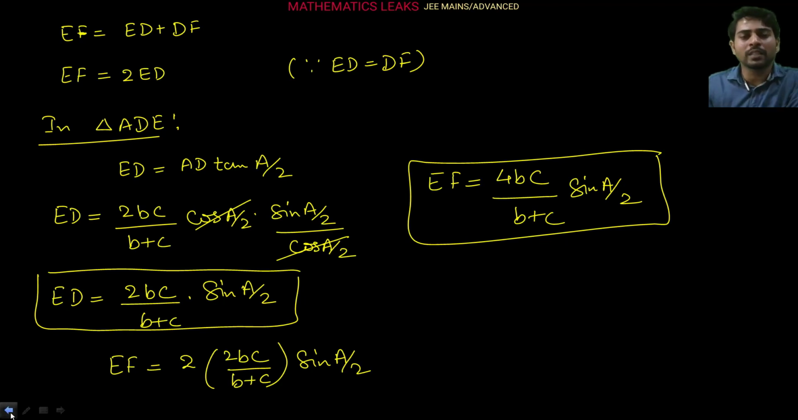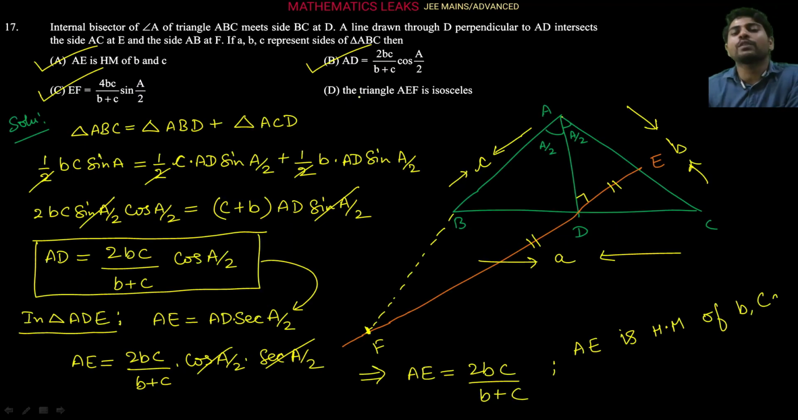Now option D says that triangle AEF is isosceles. This concept we already used to find EF. In triangle AEF, AD is the angle bisector of angle A, as I said, and AD is also the perpendicular bisector of EF. It means triangle AEF will be an isosceles triangle. So option D is also correct here.